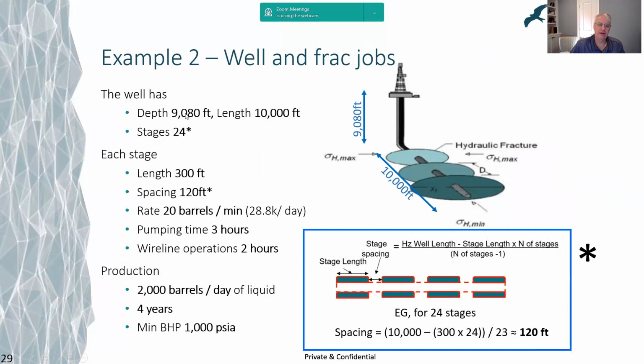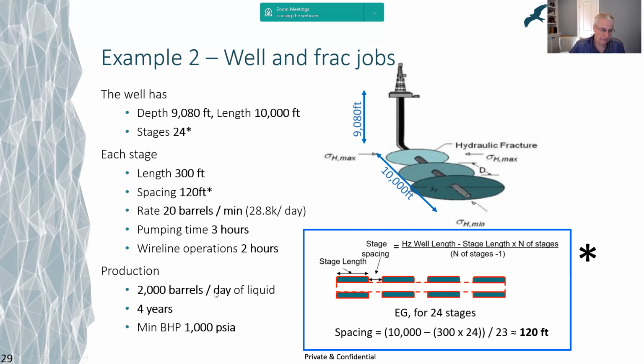So our well is going to be at 9,080 feet, which is close to the boundary between those two geological units. It's going to be 10,000 feet long, and we're going to fit 24 stages on it. So if each stage is 300 feet, that implies there's a gap of 120 feet between them. So we're going to sparsely populate the well. We're going to pump into each of those fractures at 20 barrels a minute for 3 hours. And then we're going to allow 2 hours for the turnaround time before we're ready to pump the next stage. So it's going to take a total of 5 hours to complete each of our 24 stages.